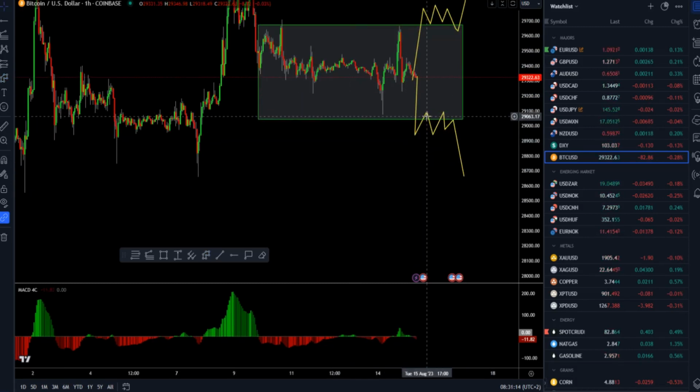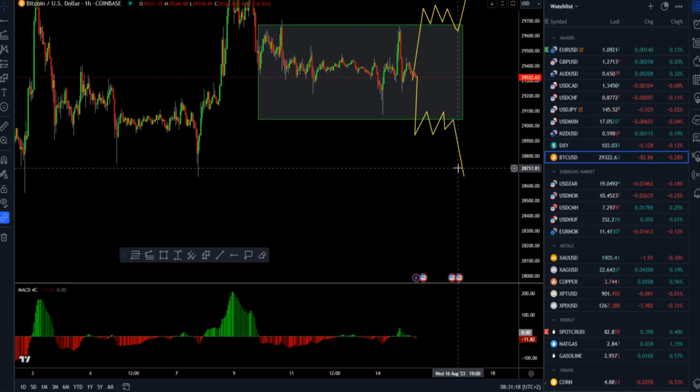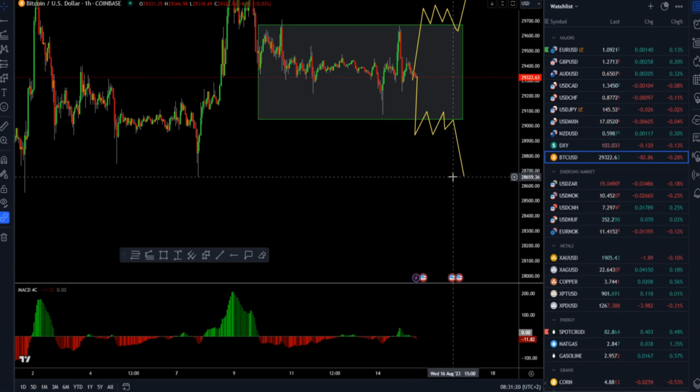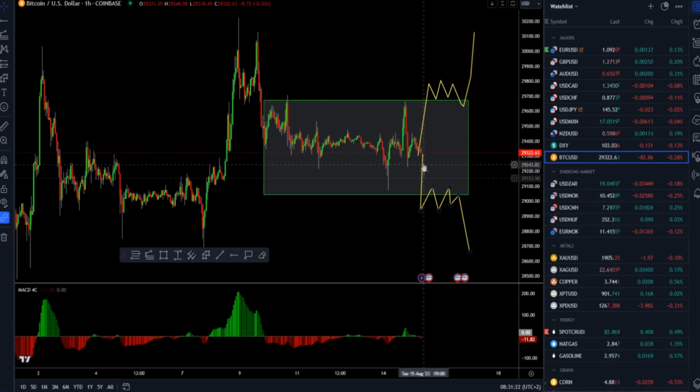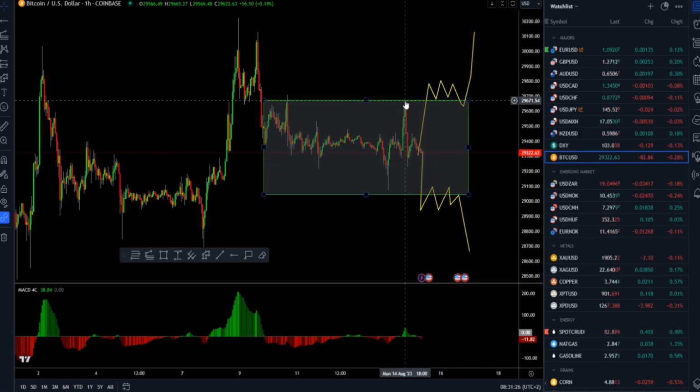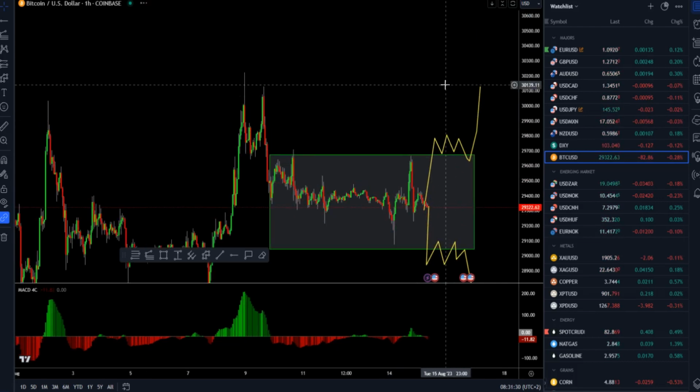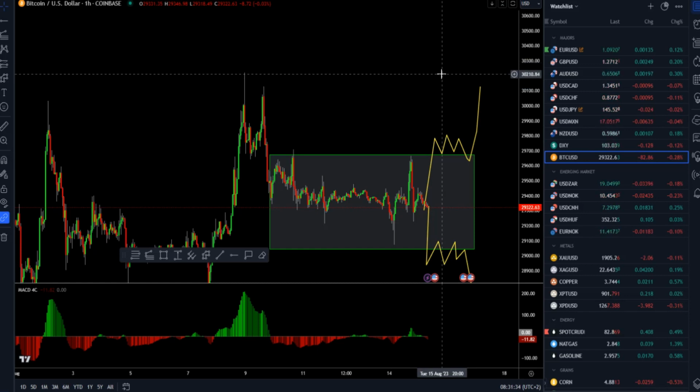And if we see the break of the support around 29,000 mark and hold below, then potential retest of 28,760 and 700 might be the play. If we break the extreme high around 29,700 mark and hold above, then potential highs around 30,000 or 30,200 might be the play.